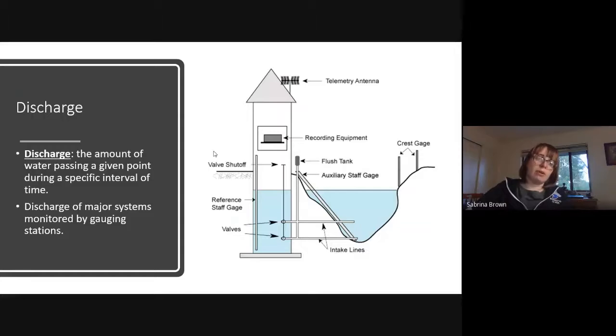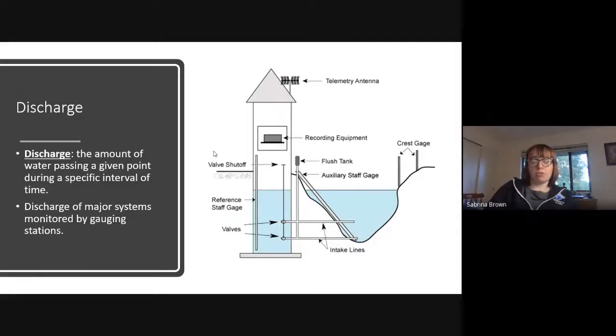Discharge, when we're talking about discharge of a river, the definition is the amount of water passing through a given point during a specific interval of time, right? So discharge is just a measurement of the amount of water that has passed a certain point in a river over a certain amount of time. And discharge is measured using something called a gauging station.